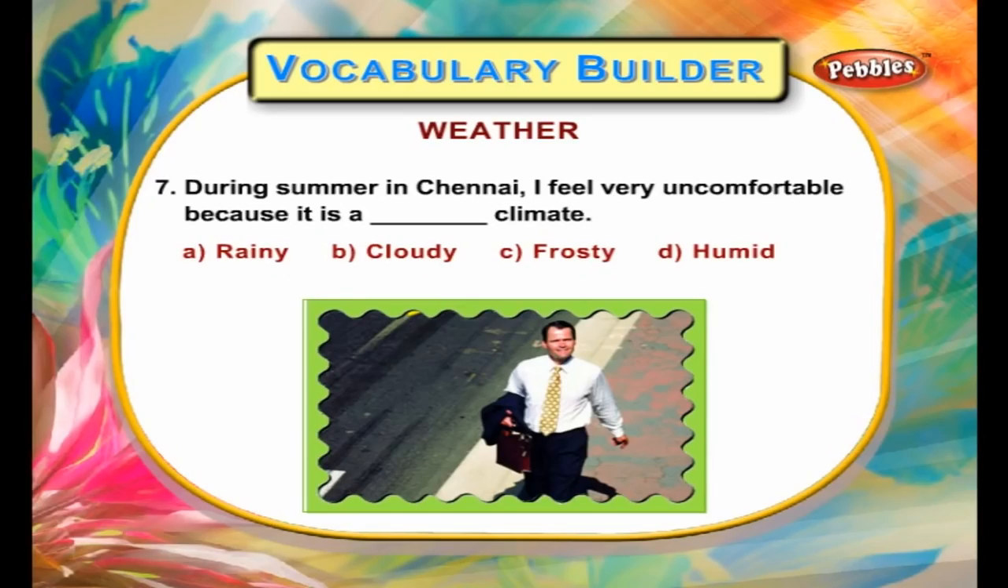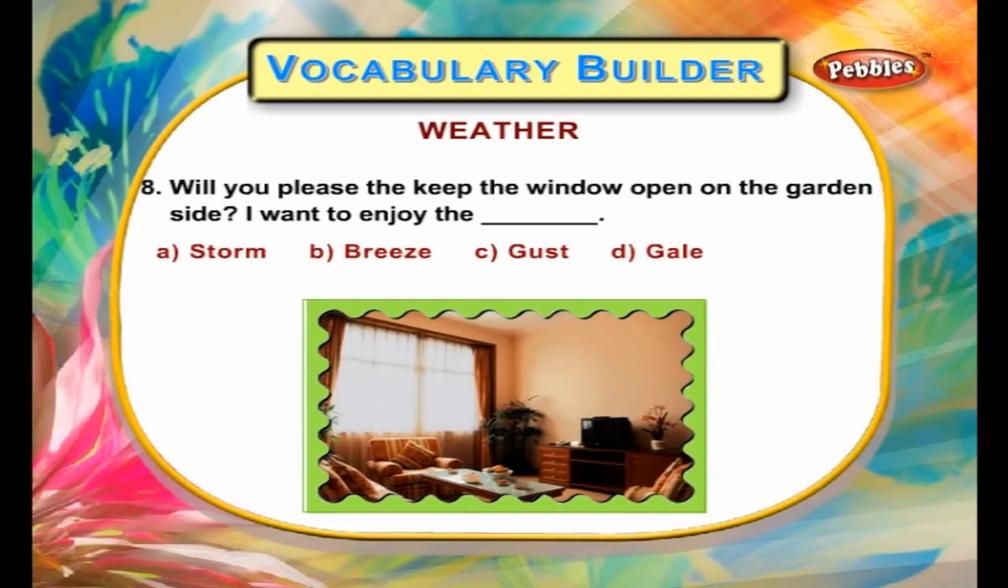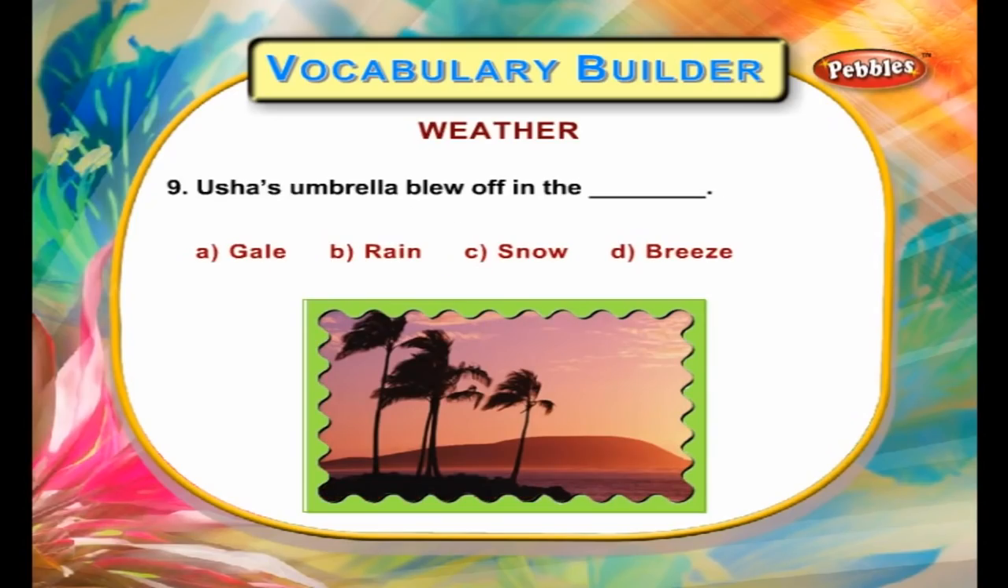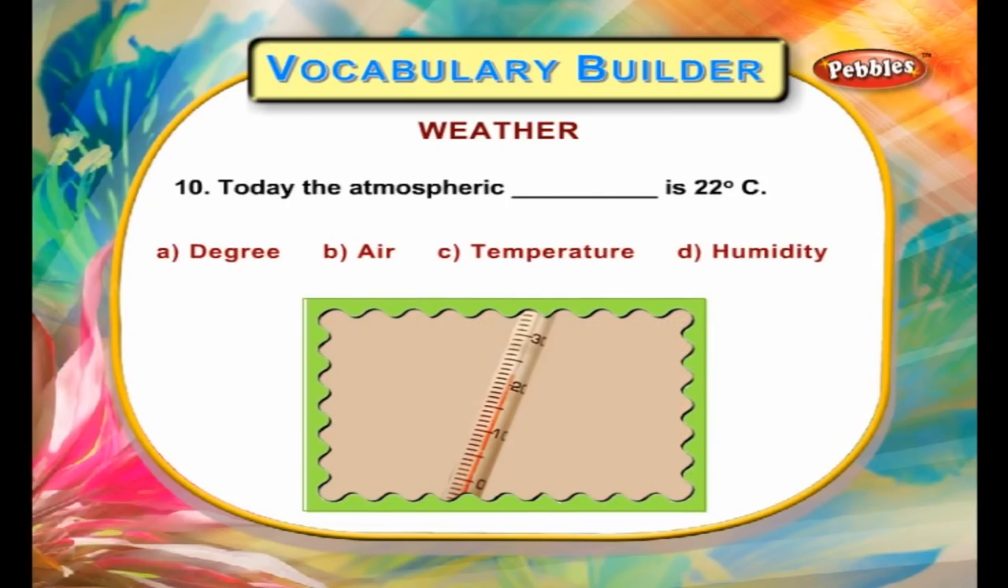During summer in Chennai, I feel very uncomfortable because it is a humid climate. Will you please keep the window open on the garden side? I want to enjoy the breeze. Usha's umbrella blew off in the gale. Today, the atmospheric temperature is 22 degrees Celsius.